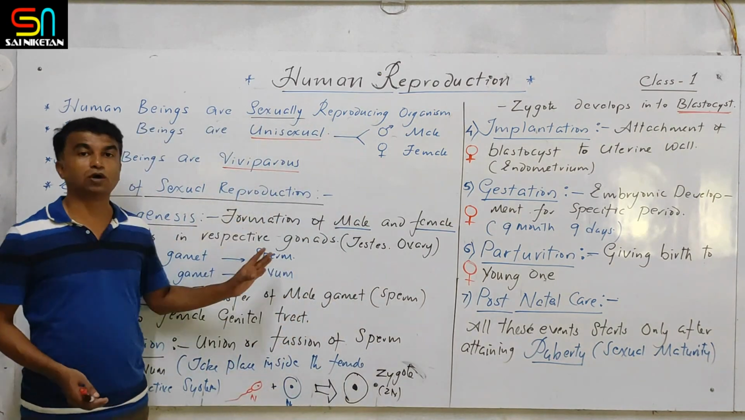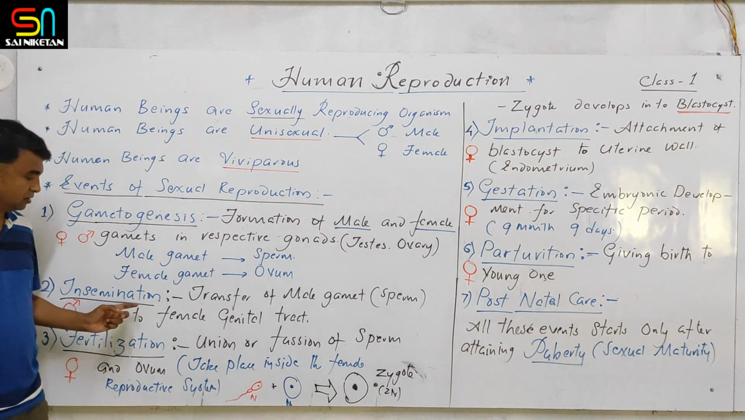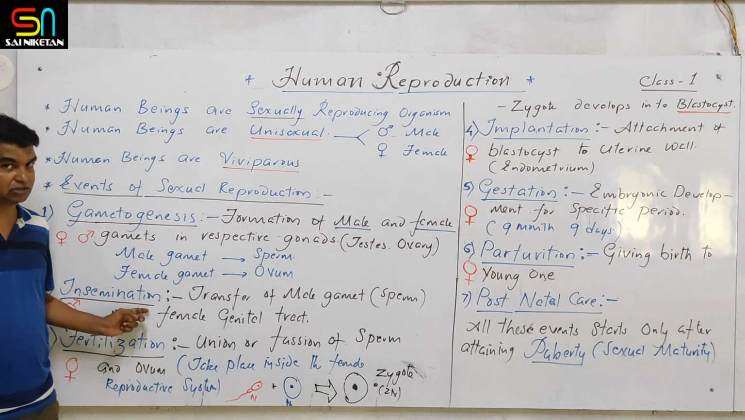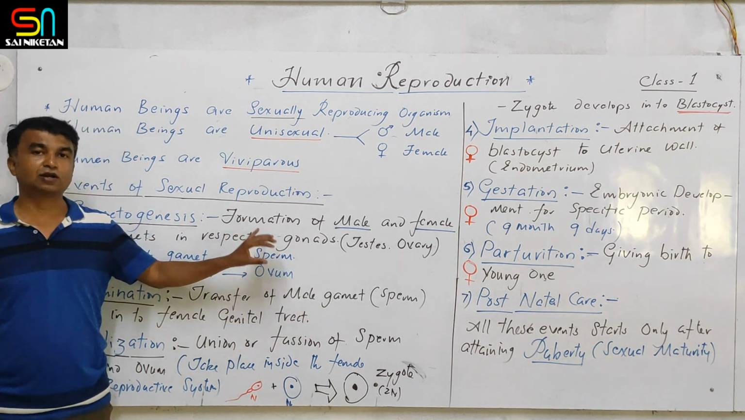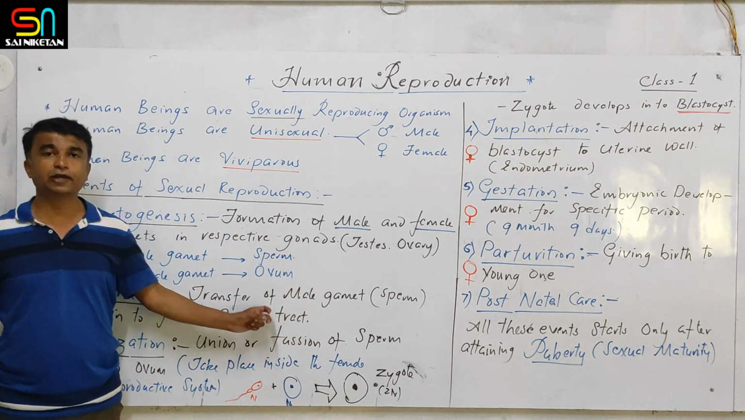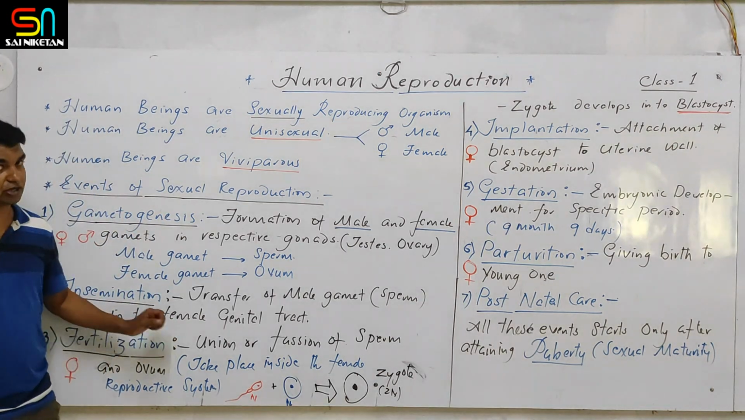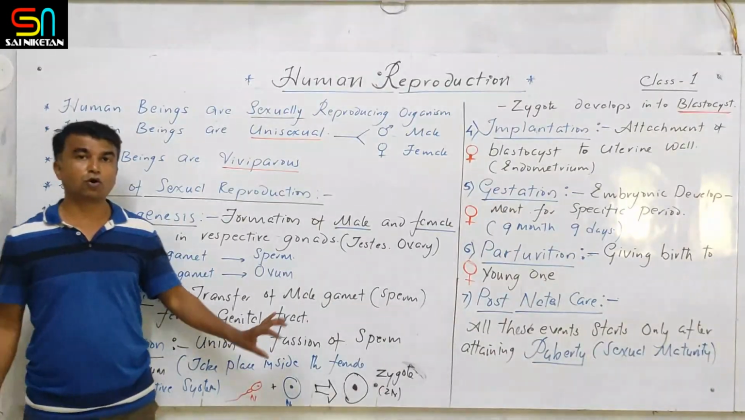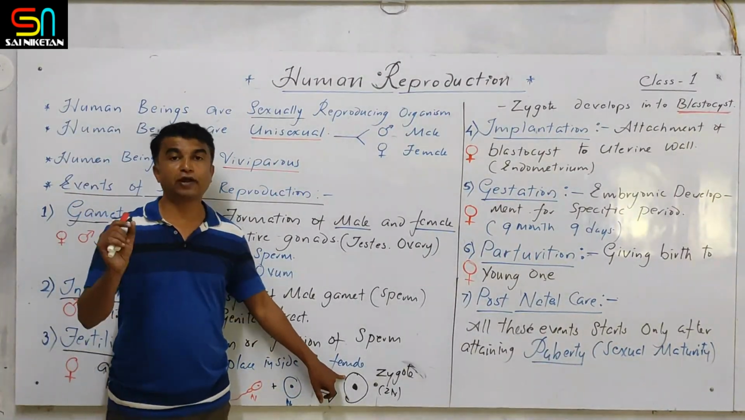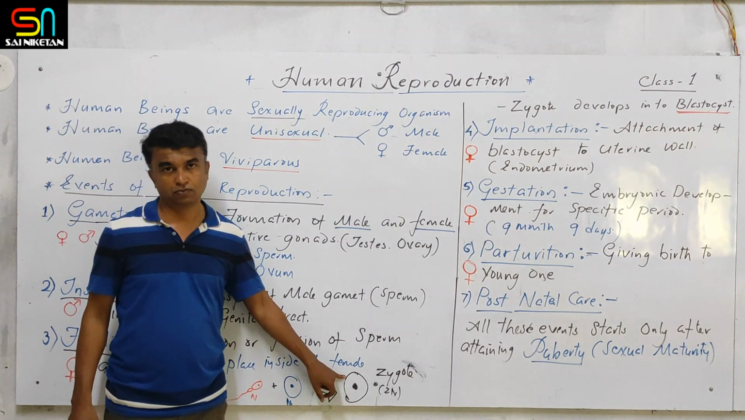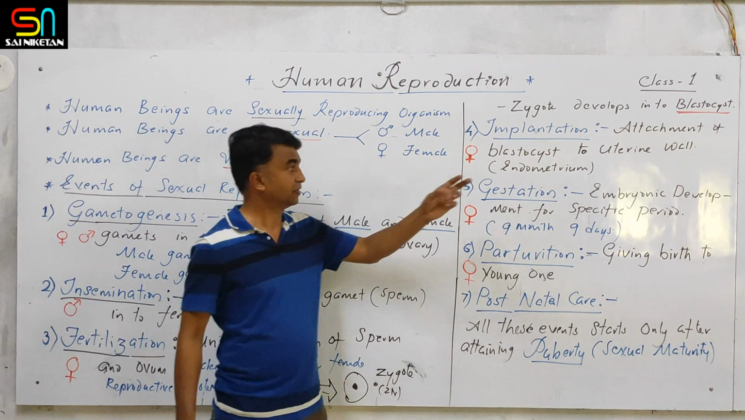Try to remember these words, specifically gametogenesis. This topic we covered in the first chapter. Insemination is a new terminology. Insemination means transfer of male gamete into the female genital tract. This takes place during copulation, during the sexual act. Fertilization is nothing but the union or fusion of the male and female gamete to form a diploid zygote. This is the beginning of the next life form.